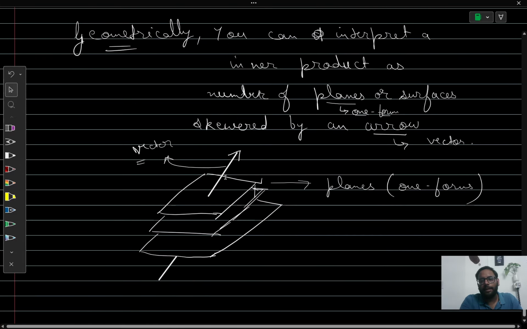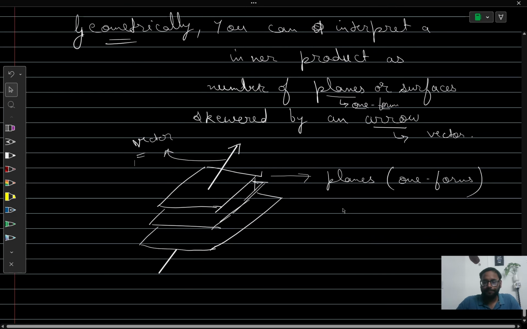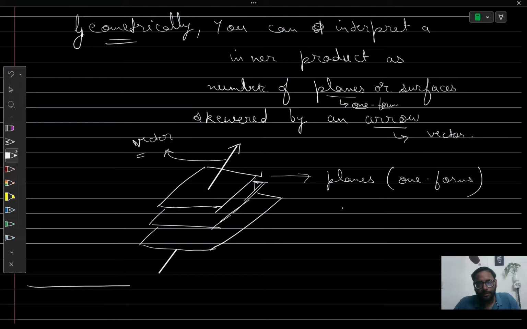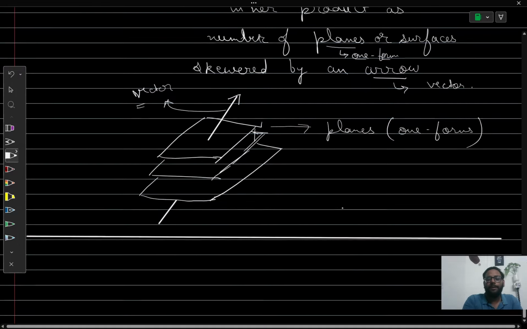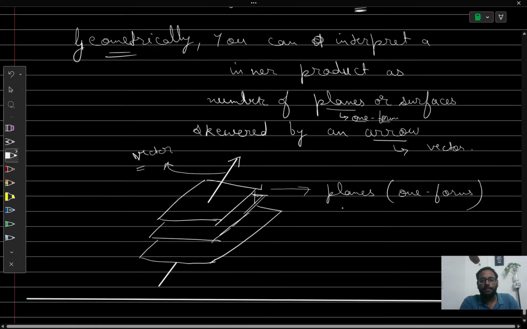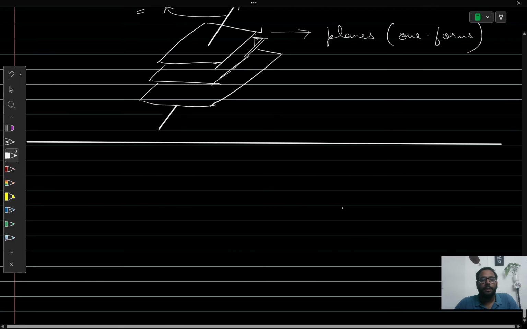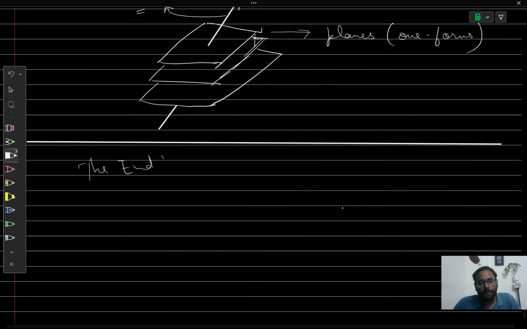Geometrically, an inner product is the number of planes skewed by an arrow. Okay, that's it. So that is the thing. We need the notion of dual vectors, or say covariant vectors and contravariant vectors, and how they transform, in the future classes. So, yeah. Okay, thank you.